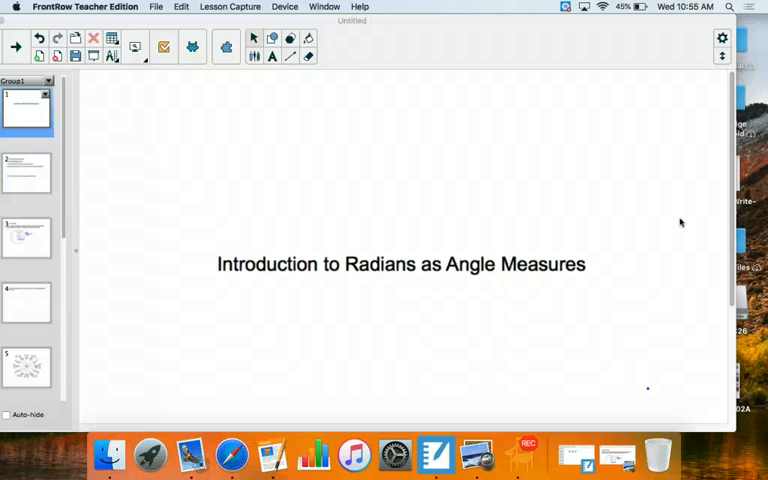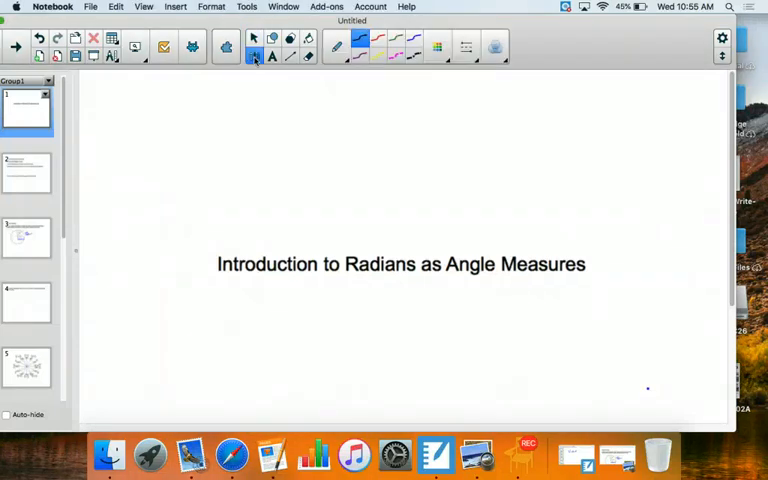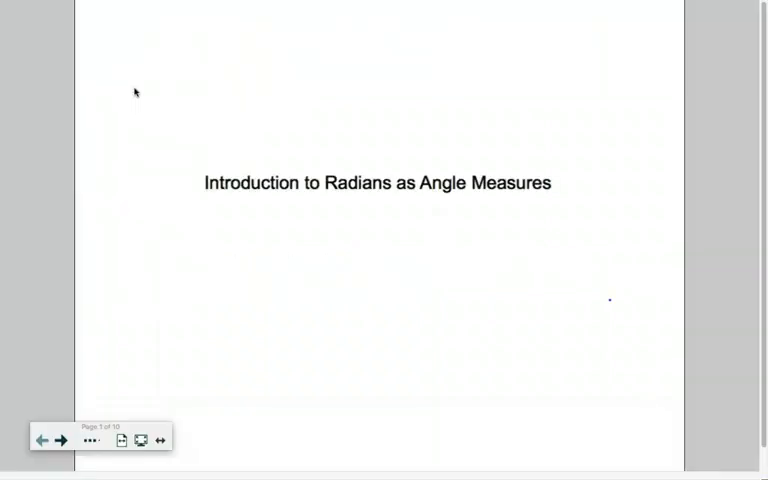Okay, so for this lesson, we are starting with an introduction to radians as angle measures. In every other experience you've probably had with angles, it's always been in degrees, right? When you've been measuring angles, it's always been, oh, this is like 30 degrees or 40 degrees or 90 degrees. Where we're going to switch that today is by looking at something called a radian, and where that definition comes from. It's just a different way of measuring an angle. Instead of measuring it in degrees, we measure it in radians.